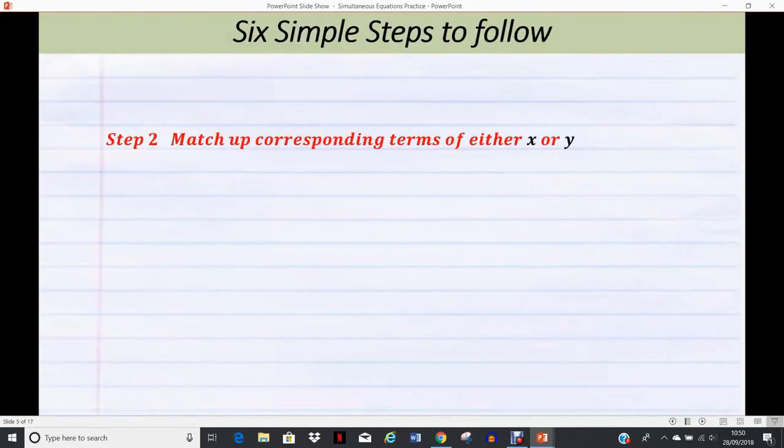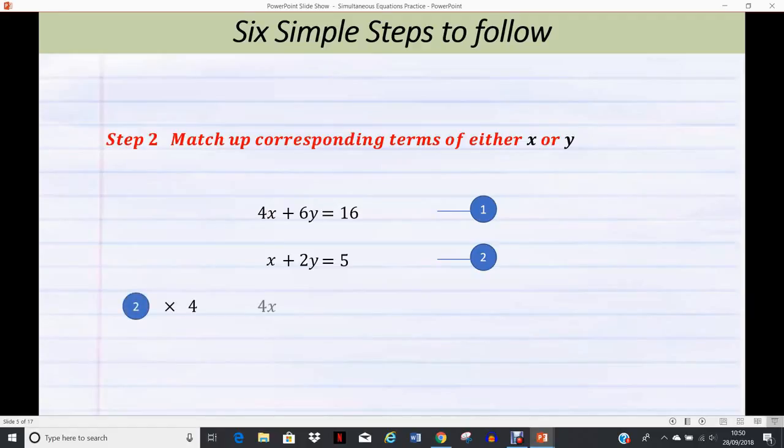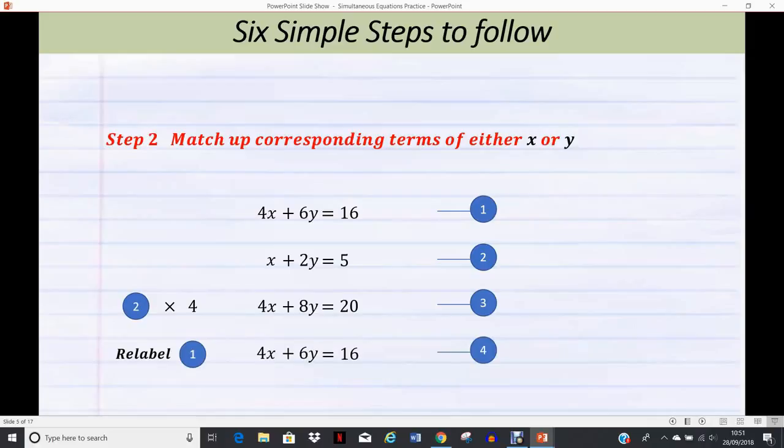And this is to match up corresponding terms of either x or y. Well, I'm choosing to match up the x terms, and I'm going to do that by multiplying equation 2 by 4. When I do that, I get 4x plus 8y equals 20, and I'm going to label this equation 3. I'm now going to bring down equation 1 and relabel it equation 4, and you can see I've matched up the two x terms.